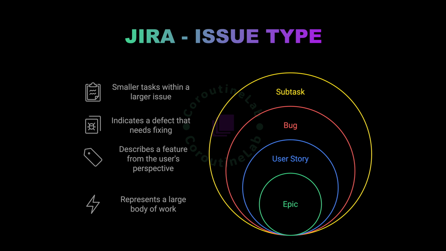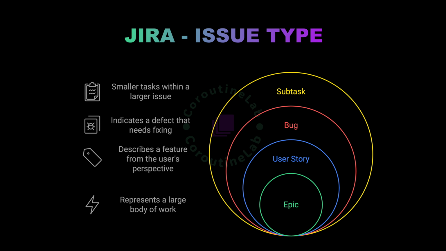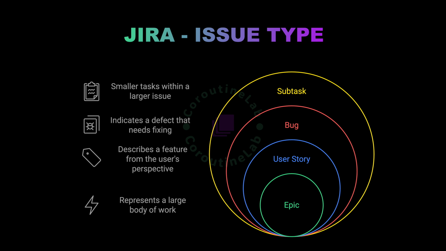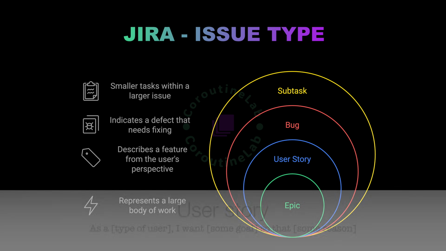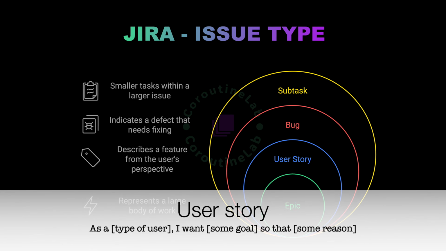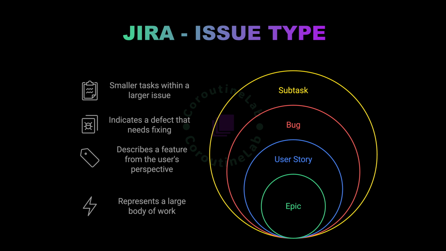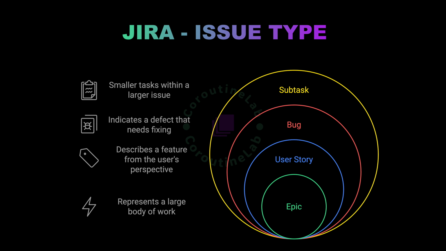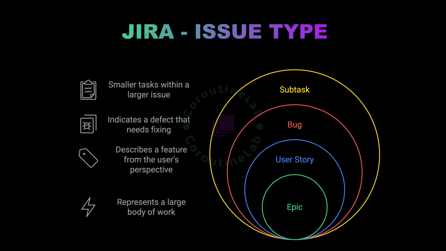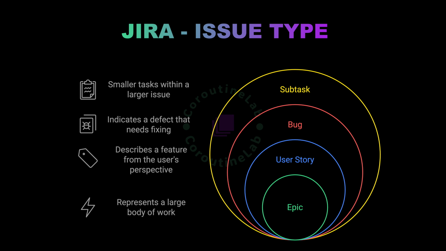Next, we have user stories, which are more specific tasks derived from an epic. These represent functionality or work from the end user's perspective. A common way to write a user story is, "As a customer, I want some functionality, so that some reason." The goal of a user story is to deliver value and, ideally, to be completed within a single sprint. If a story is too big, it can always be split into smaller parts.